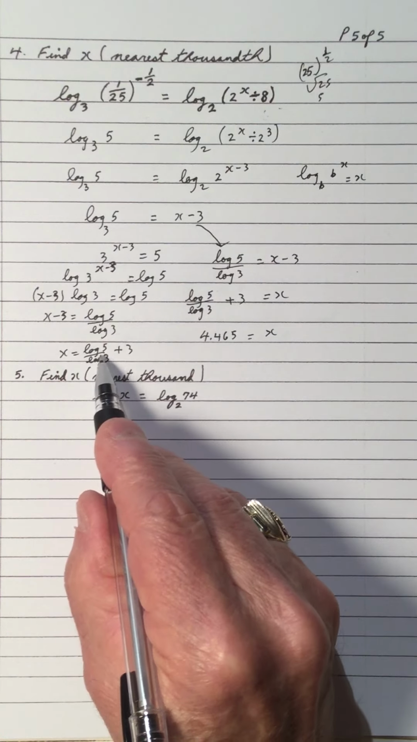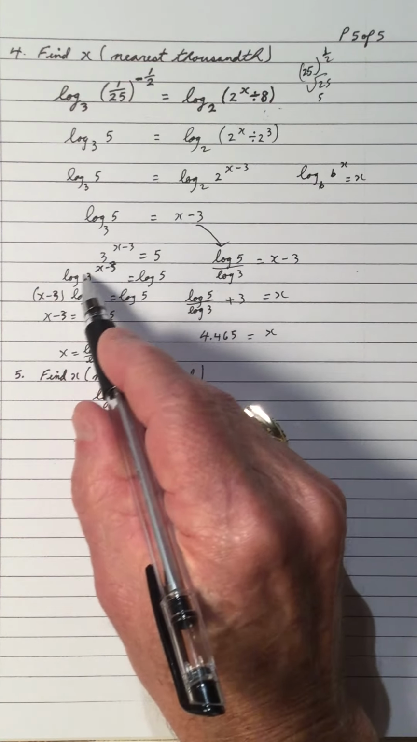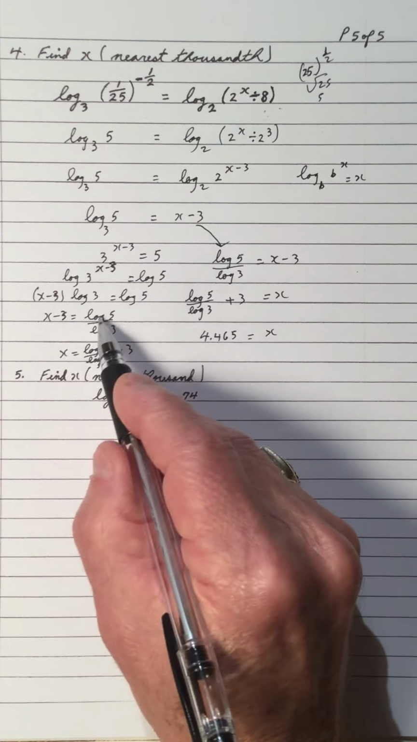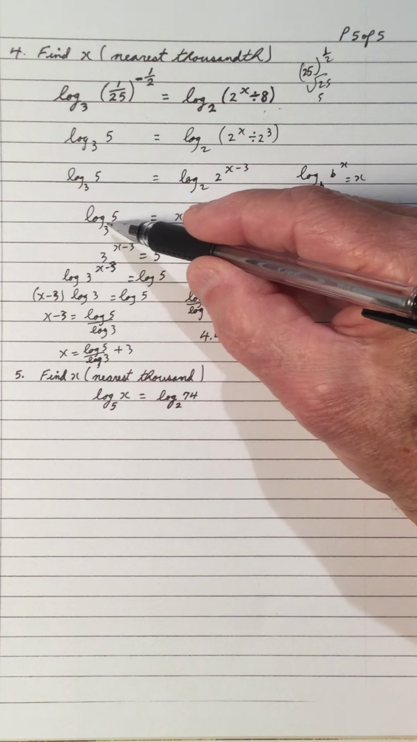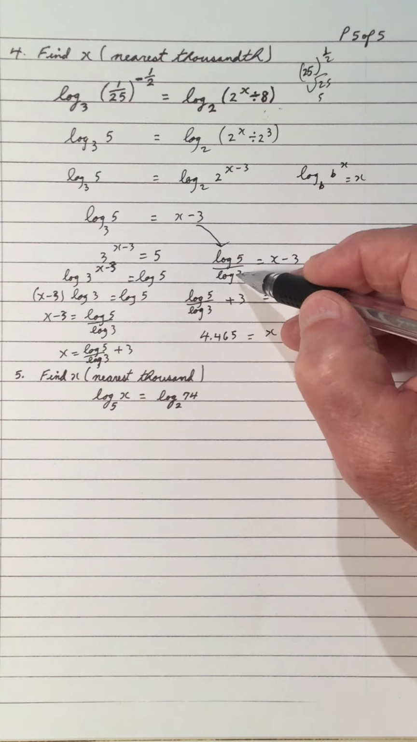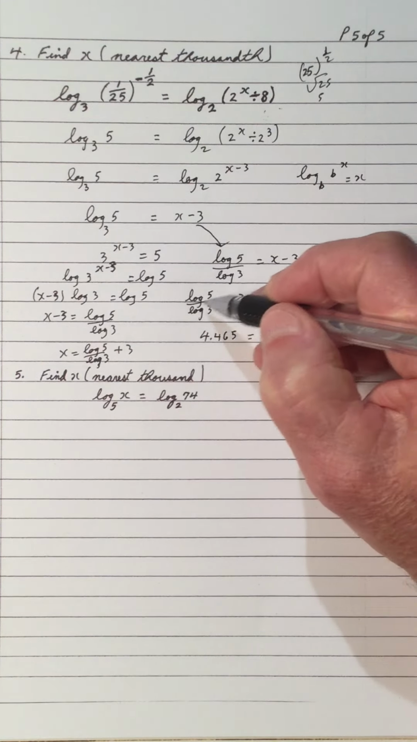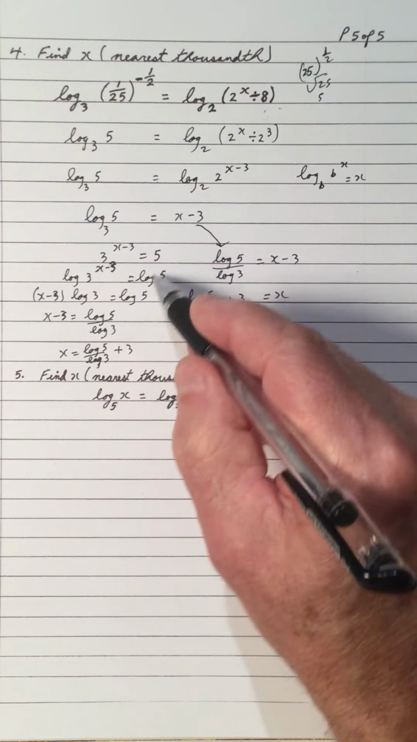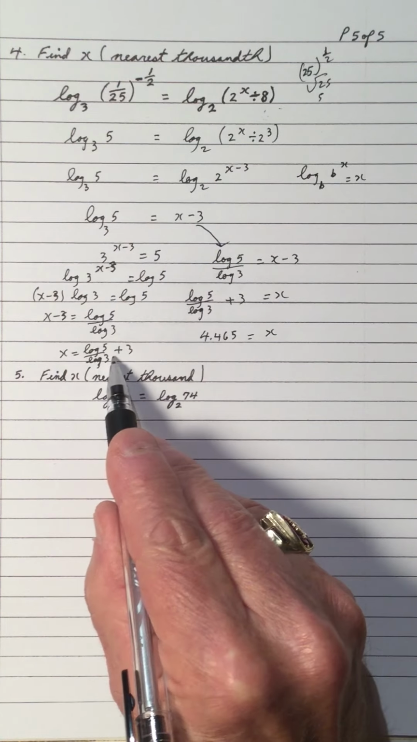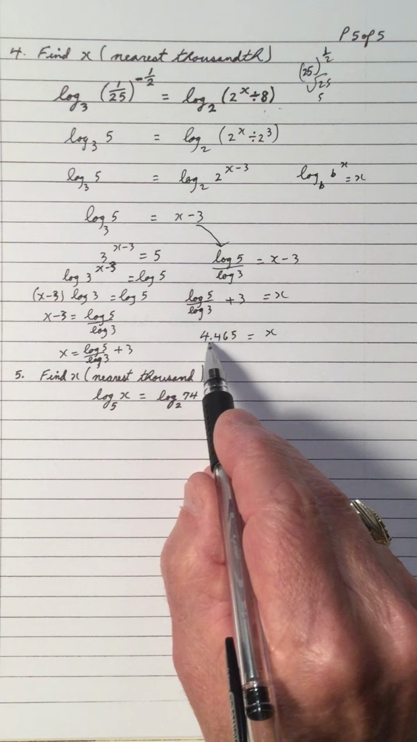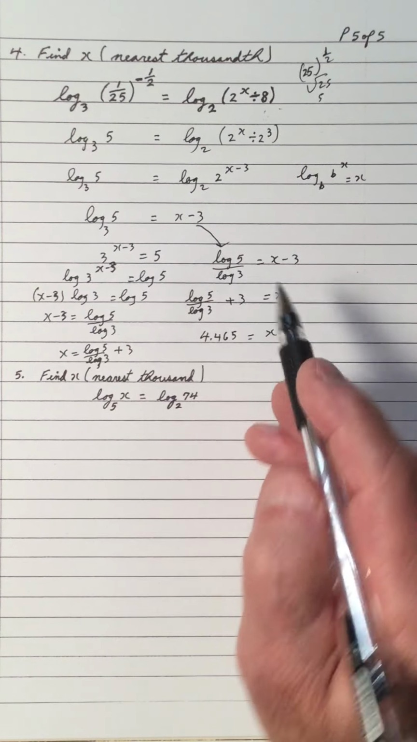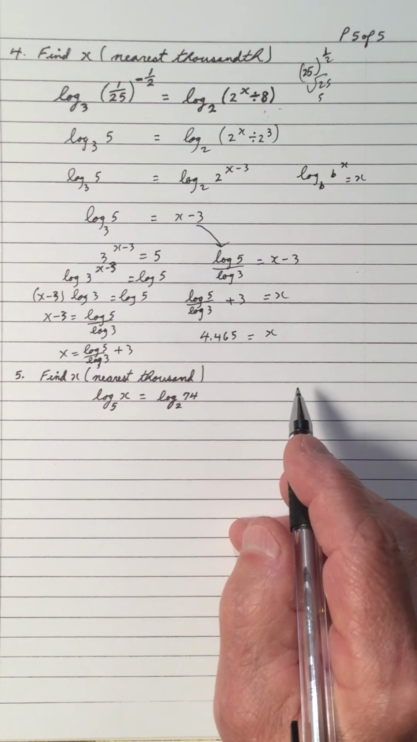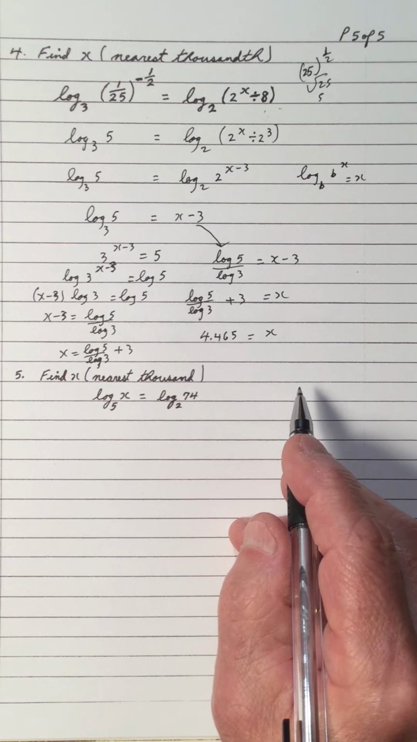And so this right here is the long way, doing the log of each side and working it out. The shortcut is to change the log of 5 base 3 to the log of 5 over log of 3, add on your 3, and then you get it right away. So either you can go this way to get your decimal of 4.465, or take the shortcut. Your choice.